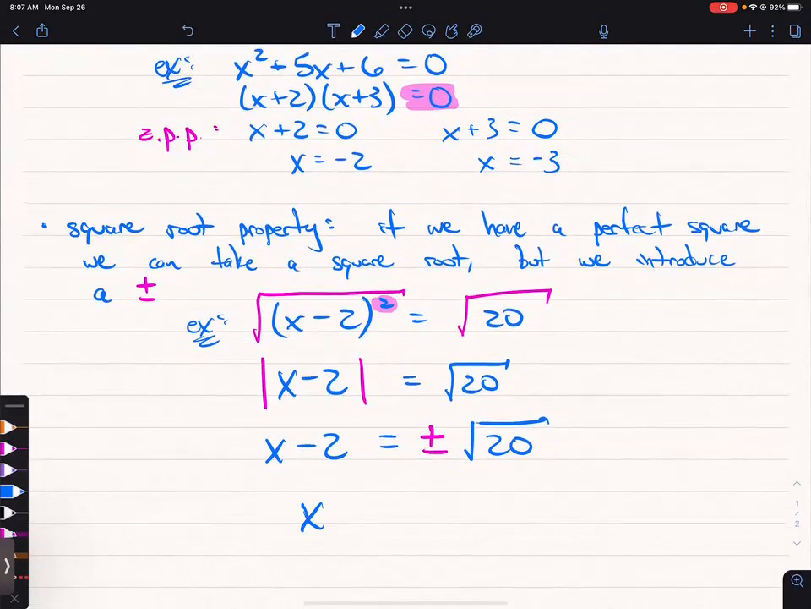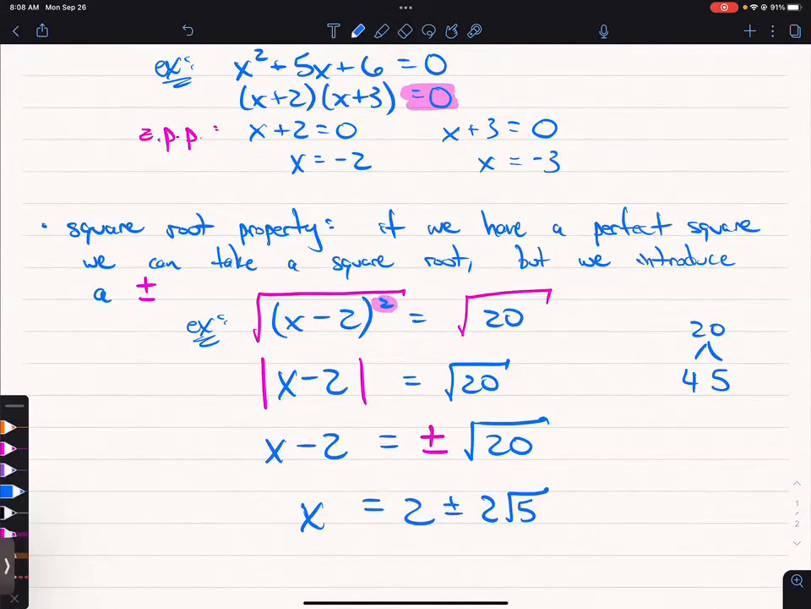So x is 2 plus or minus the square root of 20, and 20 is 4 times 5. So it's 2 square roots of 5. So those would be the one plus and the two minus, right? 2 plus 2 root 5 and 2 minus 2 root 5. Those would be the two solutions to that quadratic. They're not particularly pretty, we've got this irrational square root of 5 in there, but that's okay. Those are the solutions to that equation.